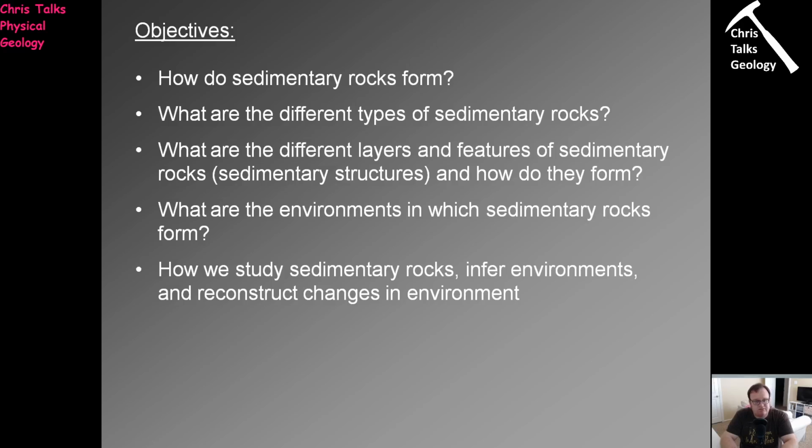Our objective is number one, how do sedimentary rocks form? Well, we discussed that previously. Next, what are the different types of sedimentary rocks? We've also covered that so far.